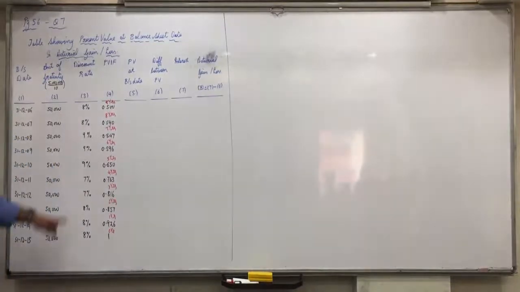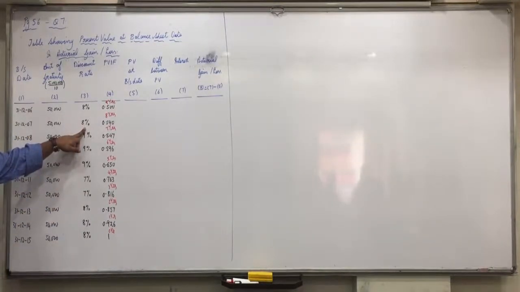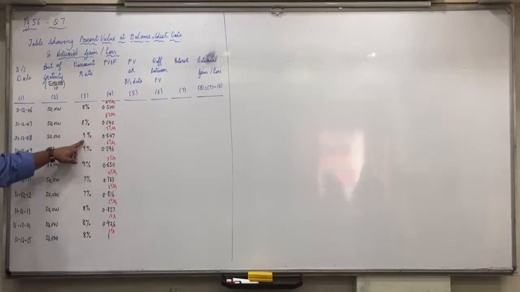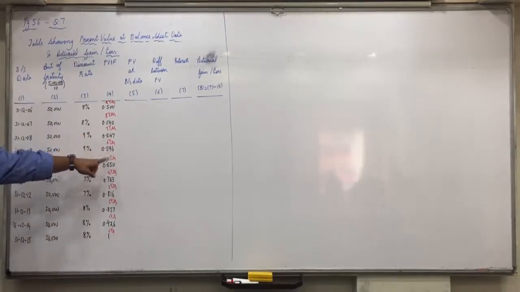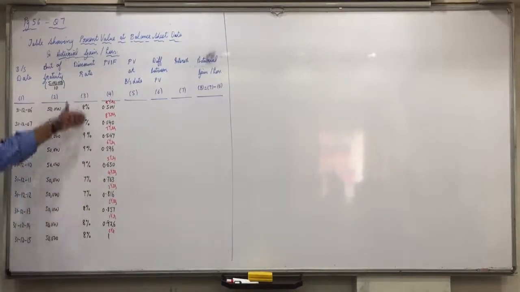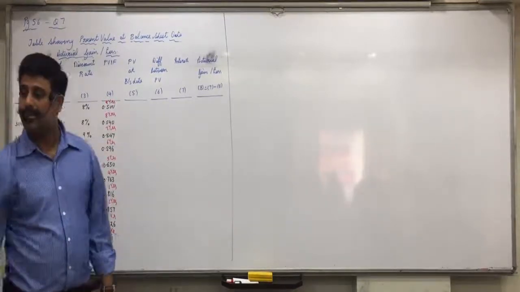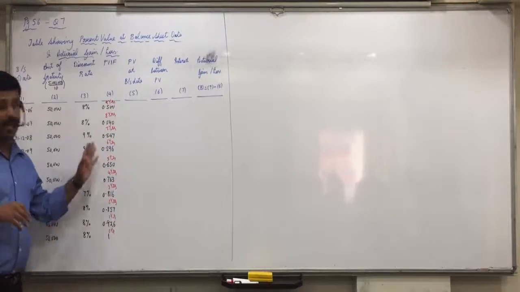Same way this would be done: 1 divided by 1.08, and how many times? 8 times. Then 1 divided by 1.09, 7 times. 1 divided by 1.09, 6 times. 1 divided by 1.09, 5 times. And so on, you get all these factors. But this is if the table is not given, but the table will be given in exams. What you have to see is simply the present value table, look for the rate of interest and the number of years. Any confusion in this? All are clear with it?